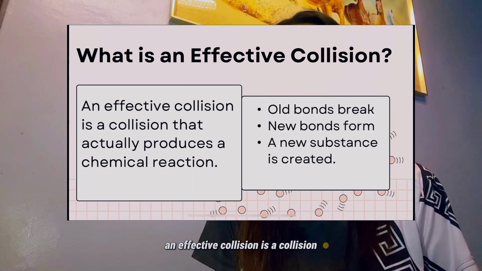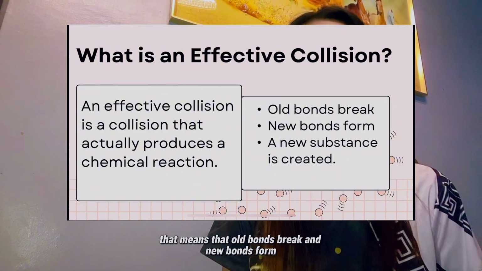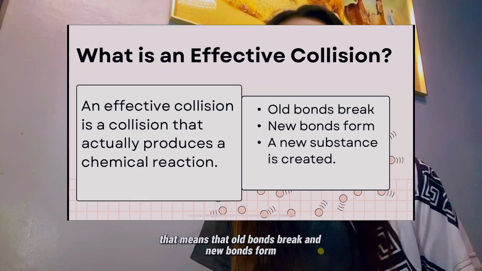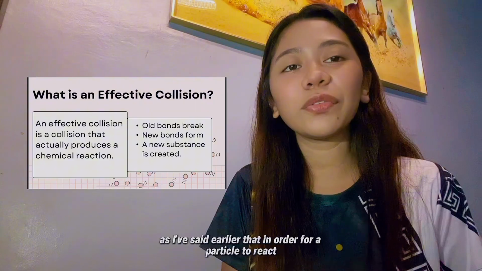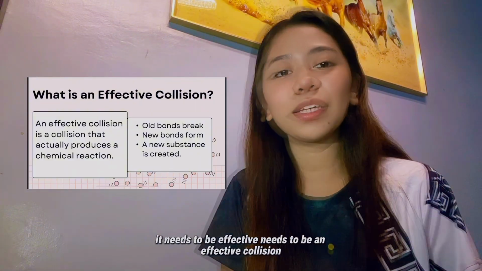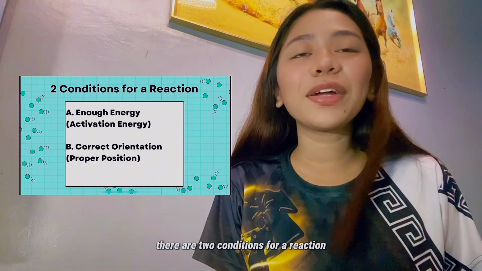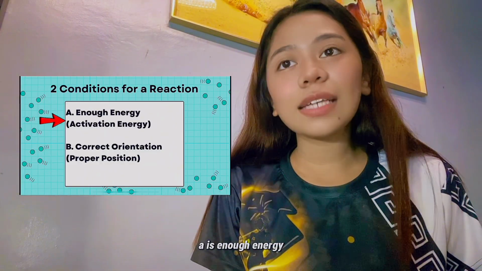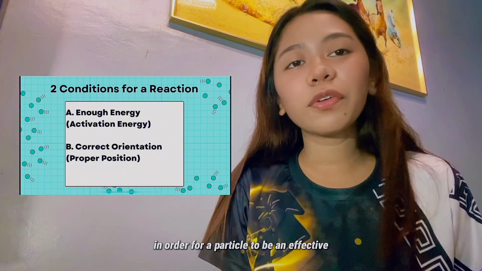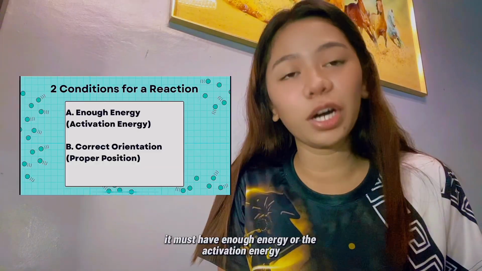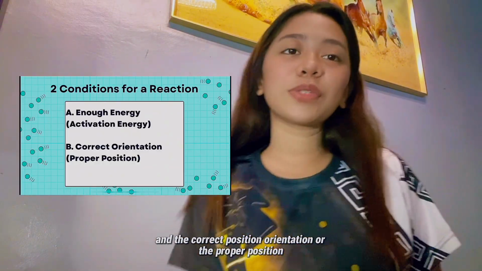An effective collision is a collision that actually produces a chemical reaction. That means that old bonds break and new bonds form and a new substance is created. As I've said earlier, in order for a particle to react, it needs to be an effective collision. So in order to be an effective collision, there are two conditions for our reactions. The first is enough energy, and the second is correct orientation or proper position. In order for a particle to be effective, it must have enough energy or the activation energy and the correct orientation or the proper position.